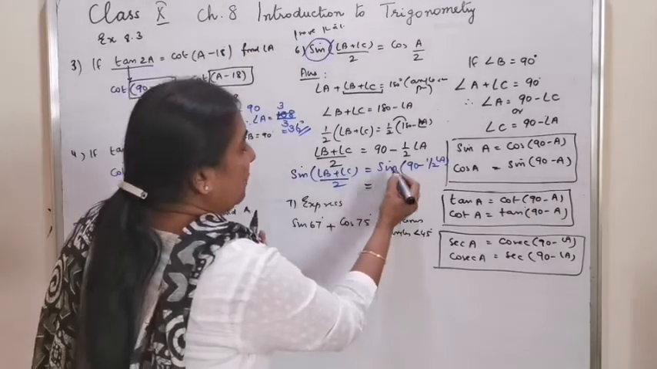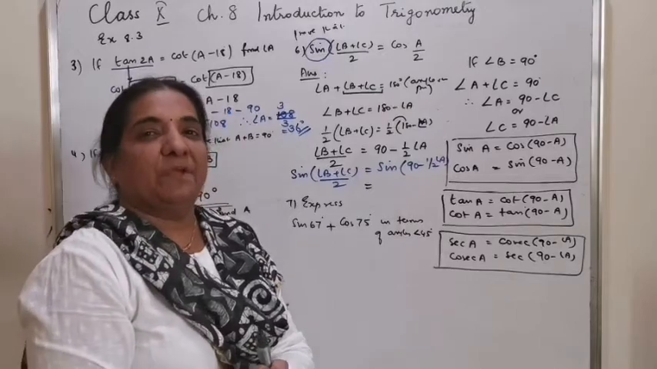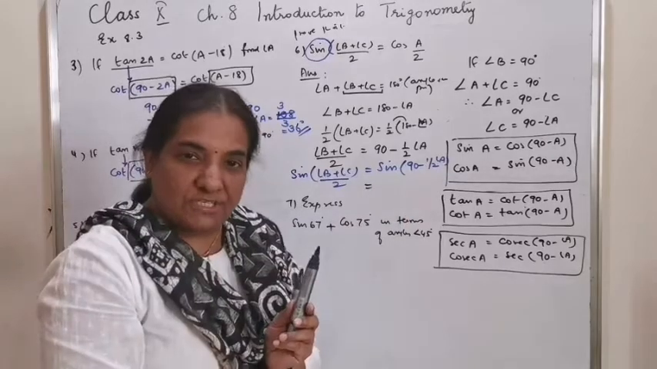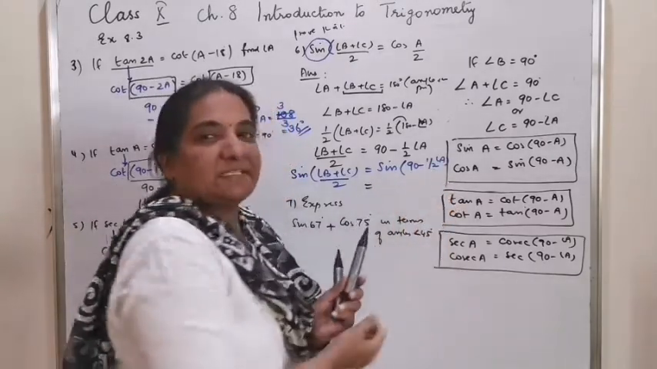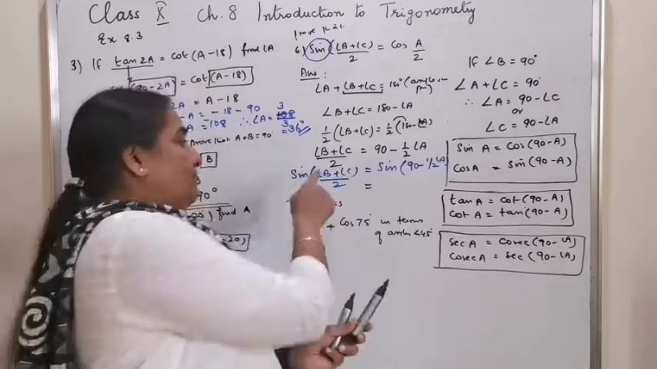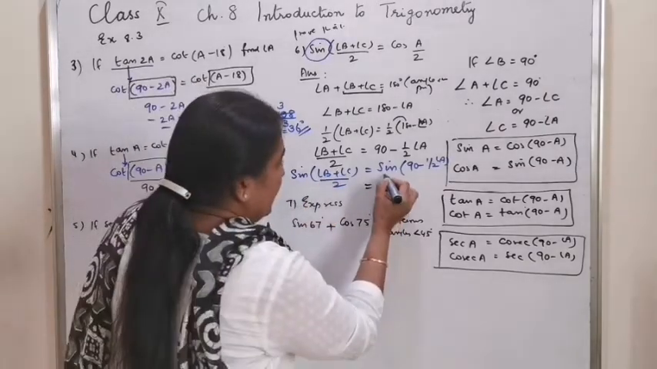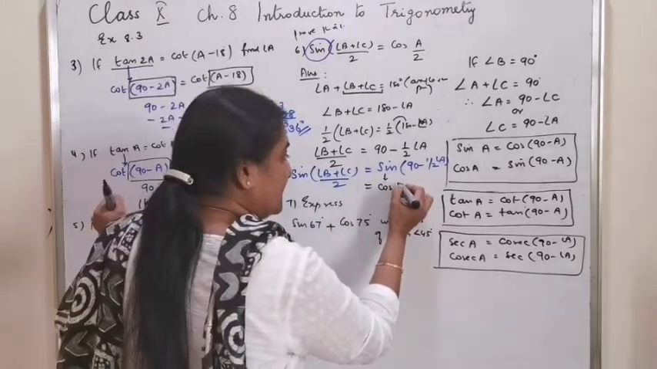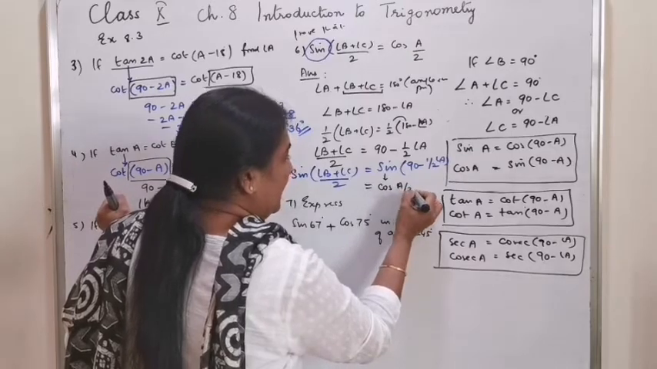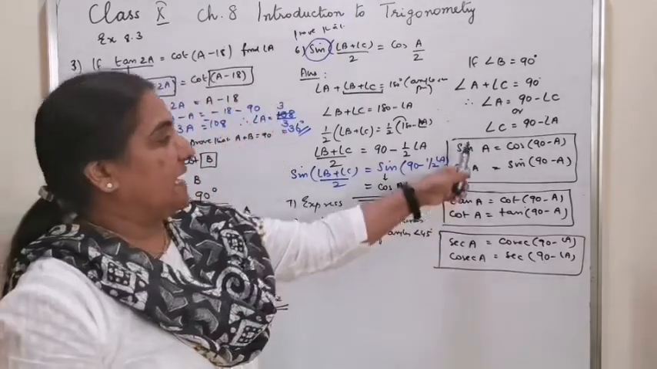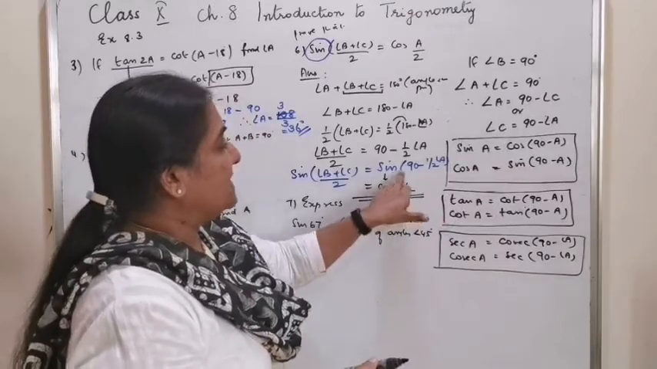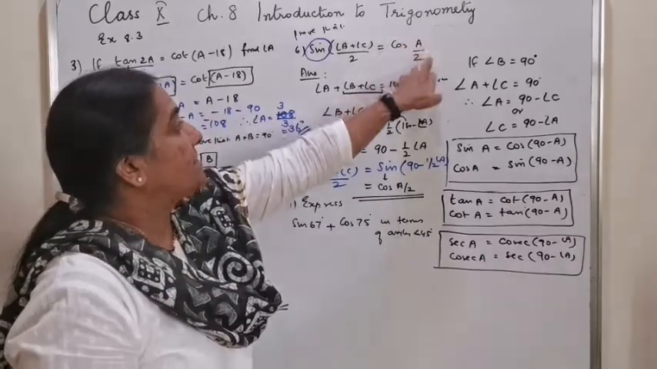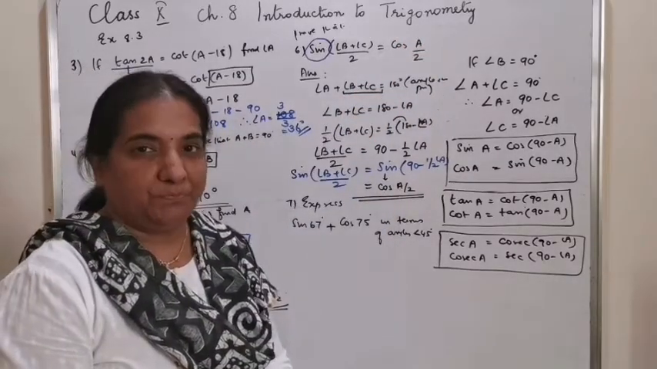And now the left side is the same as in the question. Now sine of (90 minus half A): what is the complement of the sine ratio? It is cos. 90 minus half A means it is the complement, so the sine ratio will change into cos. 90 minus half A will become simply half A, or A by 2. That is, sine and cos are complementary ratios, so sine(90 minus half A) is cos half A, which is the same as cos of angle A by 2.